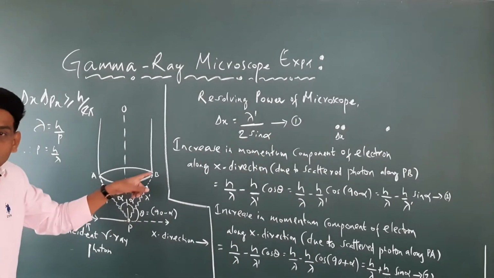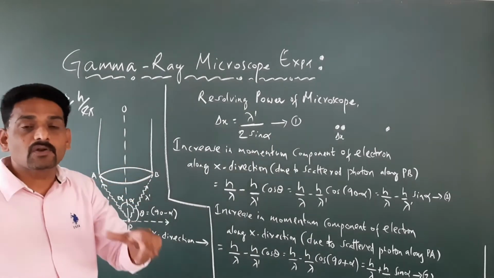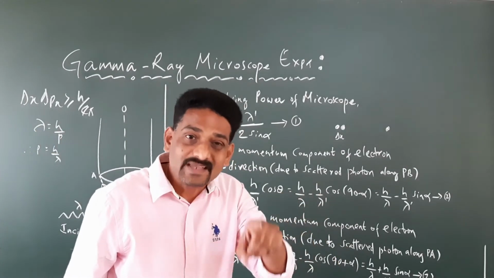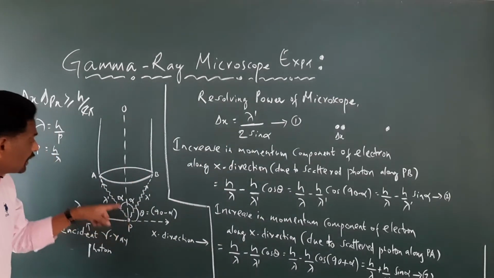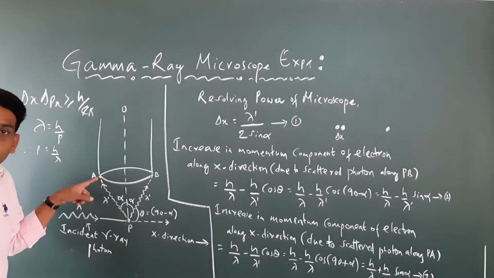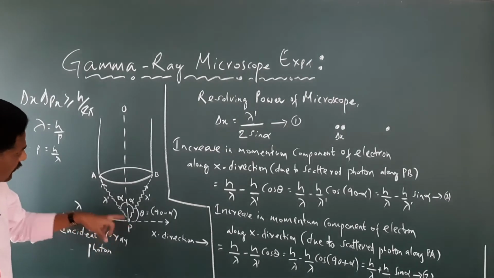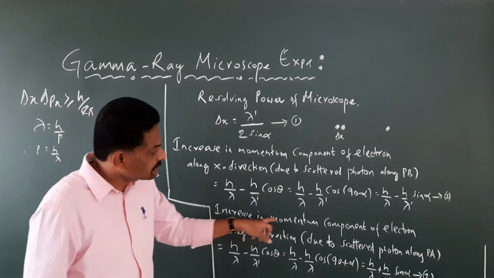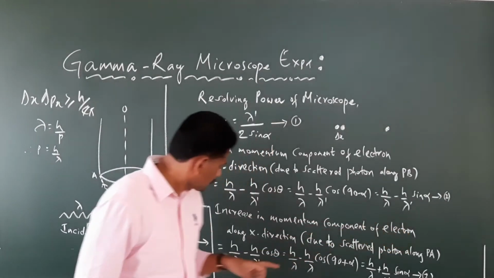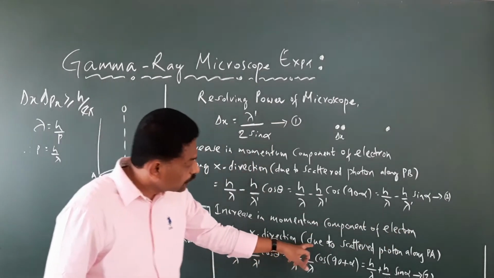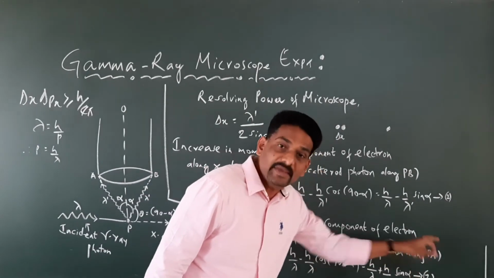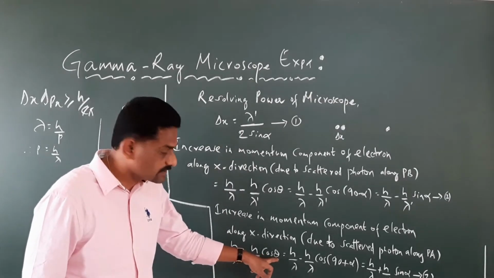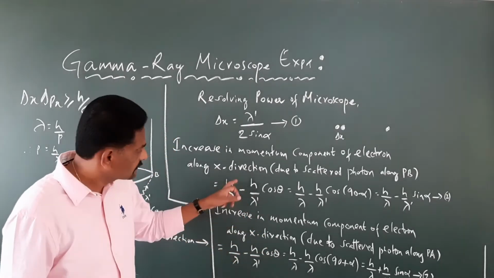Similarly, we have to calculate the increase in the momentum of the electron due to the scattered photon along the direction PA. So if you take along direction PA, again, what is the increase in the momentum? You can see the increase in the momentum component of the electron along the x direction due to the scattered photon along PA is going to be h by lambda minus h by lambda dash into cos theta. Same as that of this.